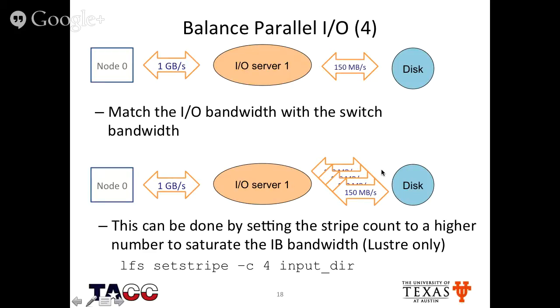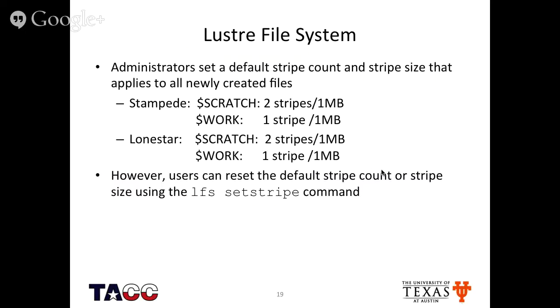And in order to do this, there are commands that Lustre provides. One is lfs setstripe, and I'll give you an example of how to use that on the upcoming slide. At this point, all I'll mention is there are some default values for the stripe count and the stripe size that are set for each system. On Stampede, for example, for Scratch, we have 2 stripes, each of width of size 1 MB.